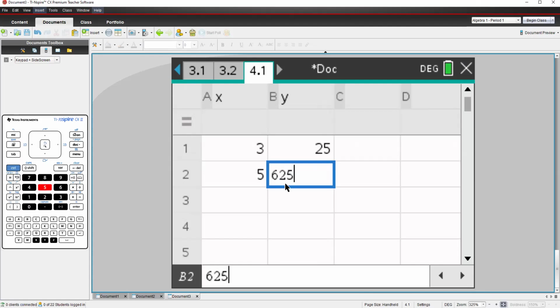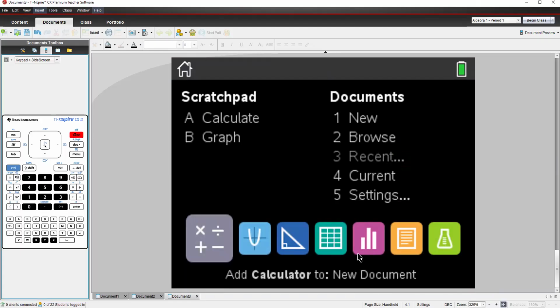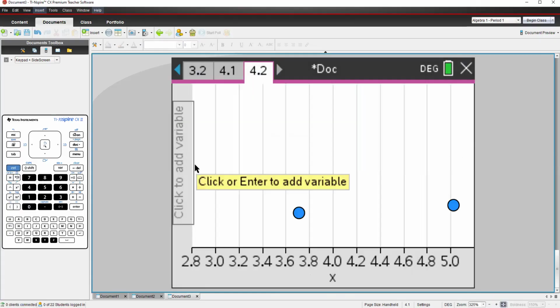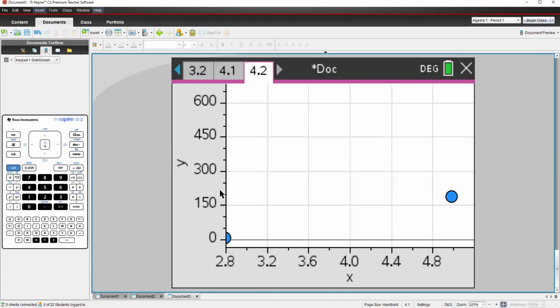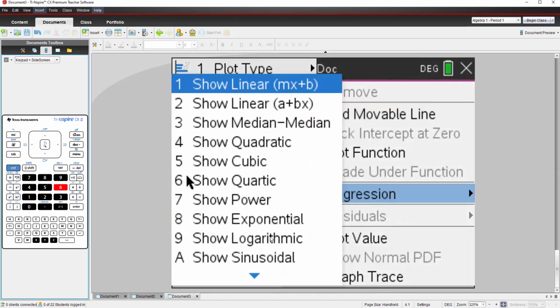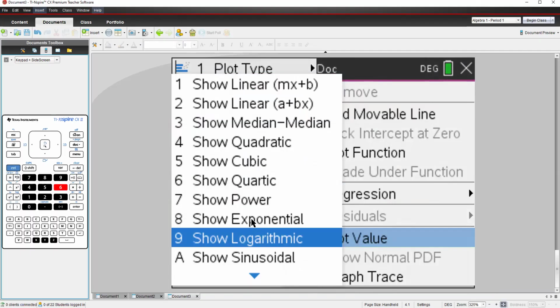Boom, got that information. Then I'm just going to go to the data and statistics tab. Down here, I'm going to put X. Here's the Y. And then I know it is a geometric sequence, so that's the same thing as an exponential function. So I'm going to do menu 4, 6, 8 for exponential.